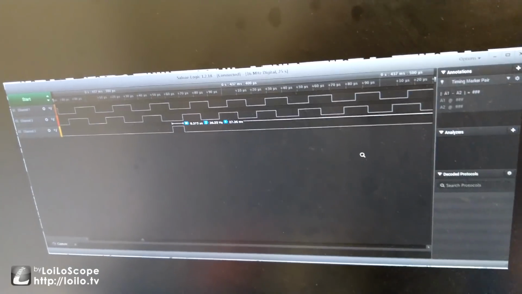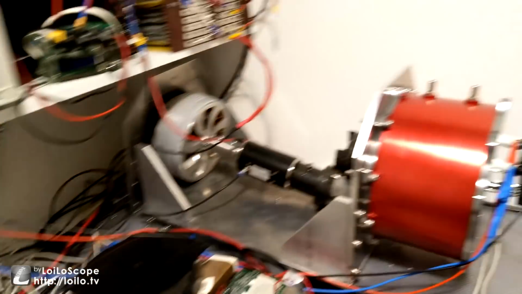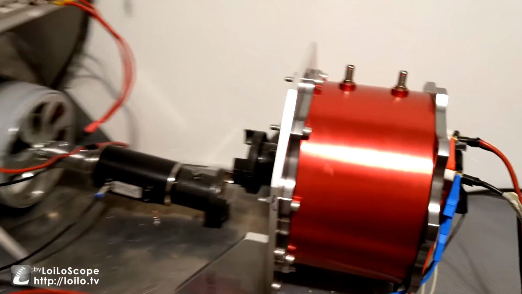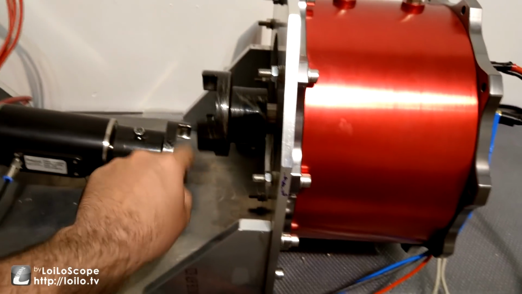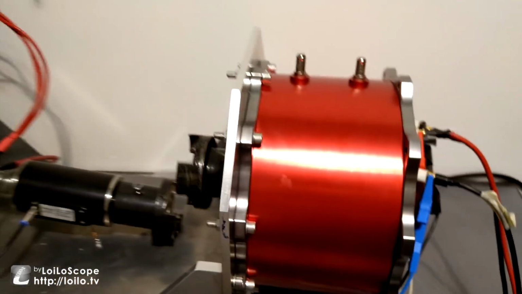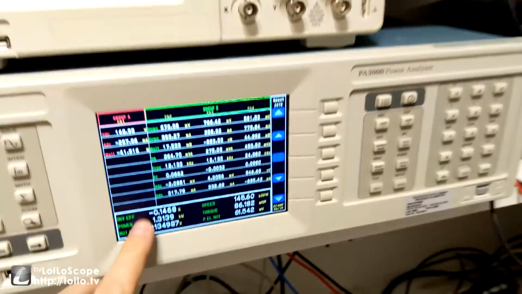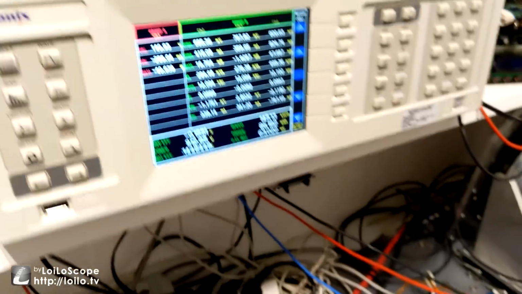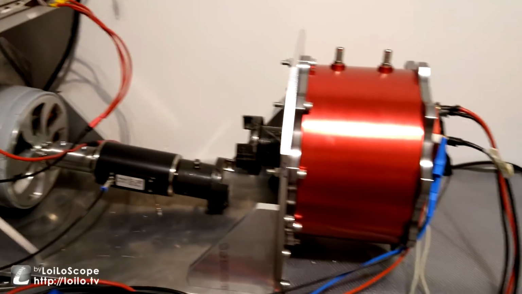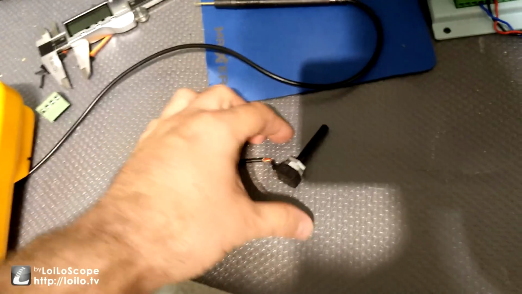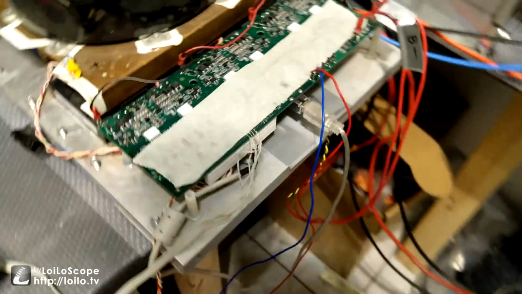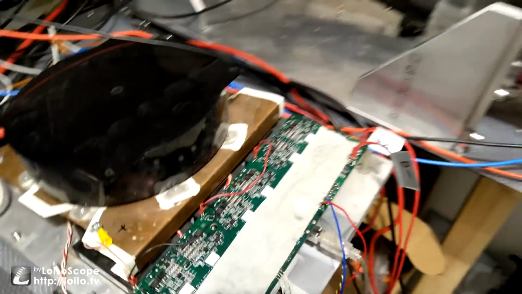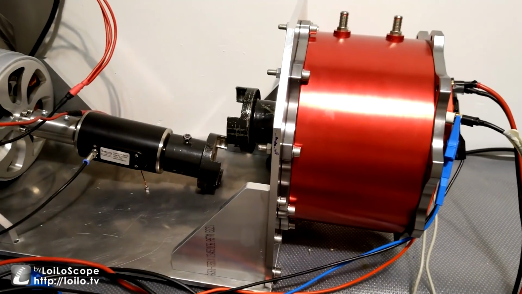At the same time, these are the encoder signals on the screen, you can see. And I'll proceed to the test without any load first. So just spinning the motor up to full throttle. So let's see. This is a potentiometer, it's connected to here. So let's start.